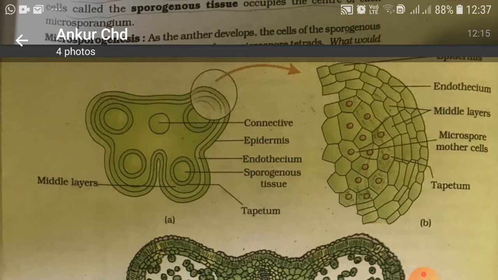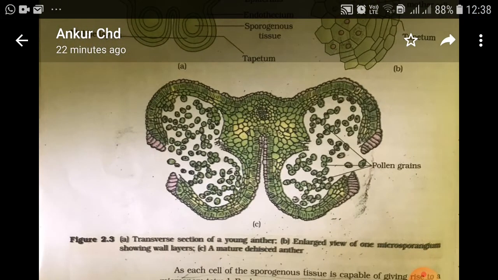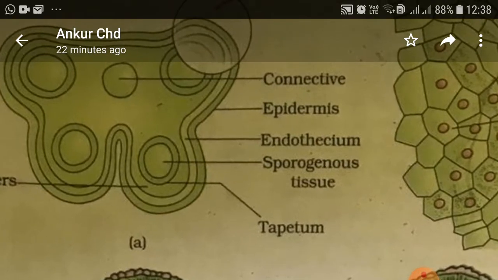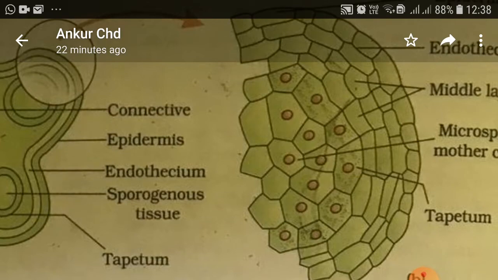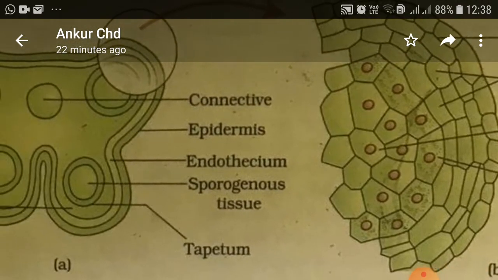The cells of the primary parietal layer divide by successive periclinal and anticlinal divisions to form concentric layers of pollen sac wall. Now these wall layers, from periphery to the center, form a single layer of epidermis which becomes stretched and shrivels off when it is mature. As you can well see, I will elaborate it for you. You can see in this diagram the outermost layer, that is the epidermis layer, it will shrivel afterwards.